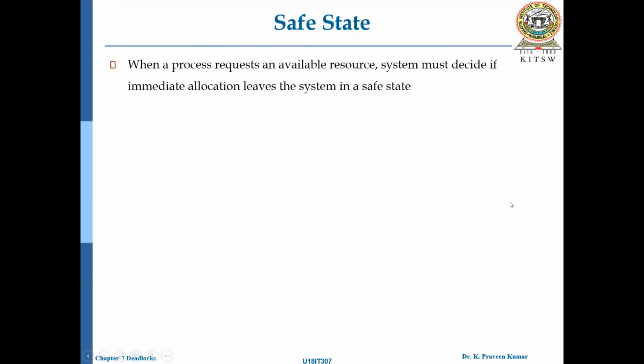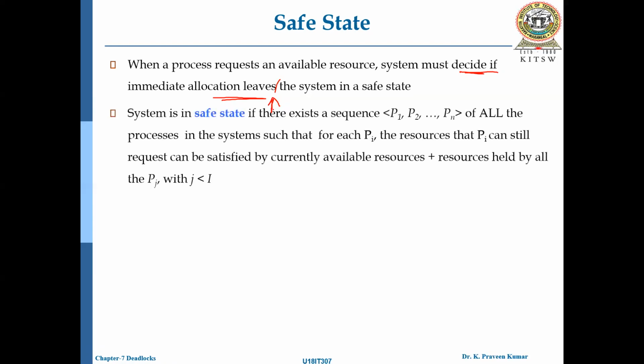Right. So let us start with safe state. The safe state is when a process requests available resources, the system must decide if it allocates that particular resource to that process, whether that step will leave the system in a safe state or not. So that is the first thing we have to discuss.